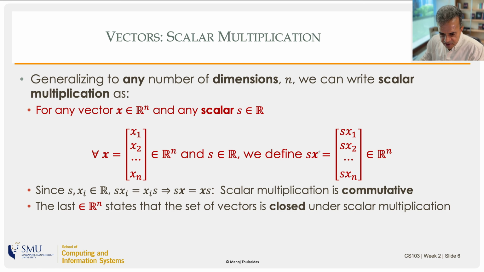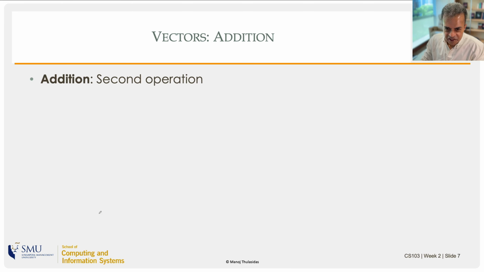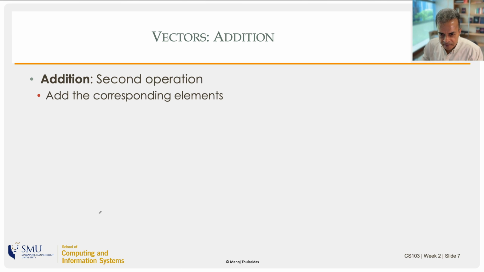So the last statement, that the scalar multiple of the vector is a member of Rn, states that the set of vectors is closed under the operation of scalar multiplication. And the zero vector, of course, is a member of Rn, with n zeros in this case. The second operation will be vector addition. So that is easy, just add the corresponding elements.